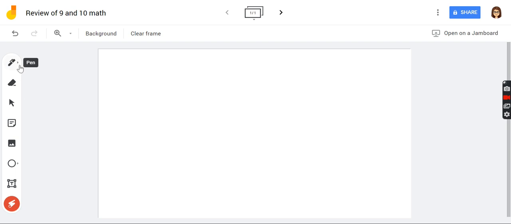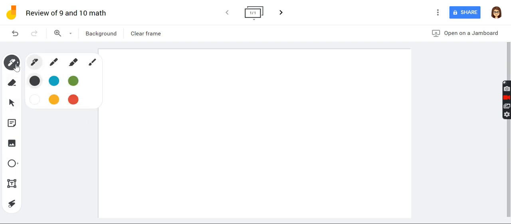So I'm going to use the pen tool, and I'm actually using a tablet and a stylus to draw with. If you have some kind of touch screen, you can use your finger or a stylus. And if you don't, it's okay. You can take a picture of your work and stick it in, or you can just use the sticky note feature or the text box, depending on what you need to do.